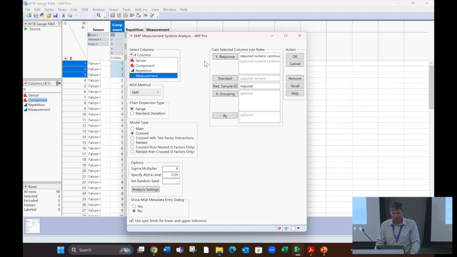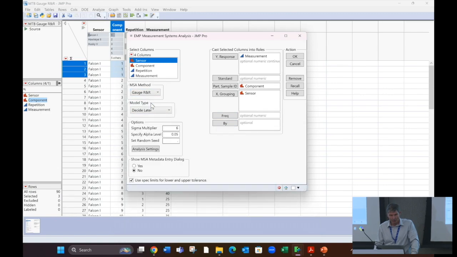My response is going to be my measurement, and the part is going to be the component. The component is going to be the part, and the grouping is going to be the sensor. Okay, and we'll do this the old school way, gauge R&R first. All I have to do is cast those in there, and then here are some options over here when we're looking at capabilities and things like that.